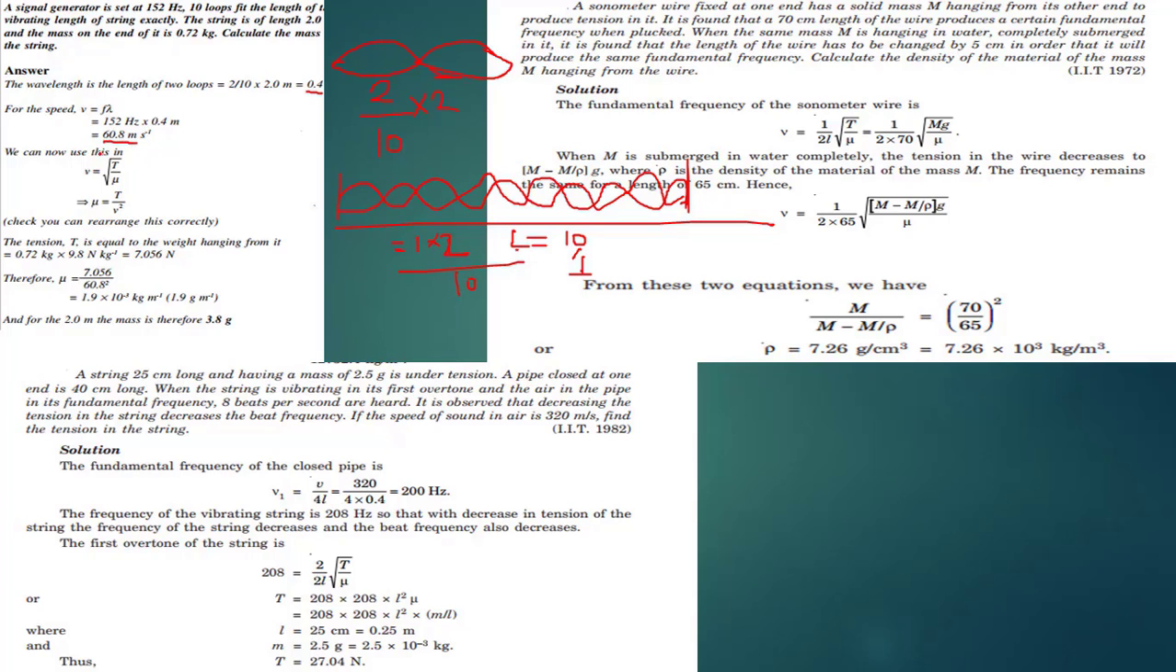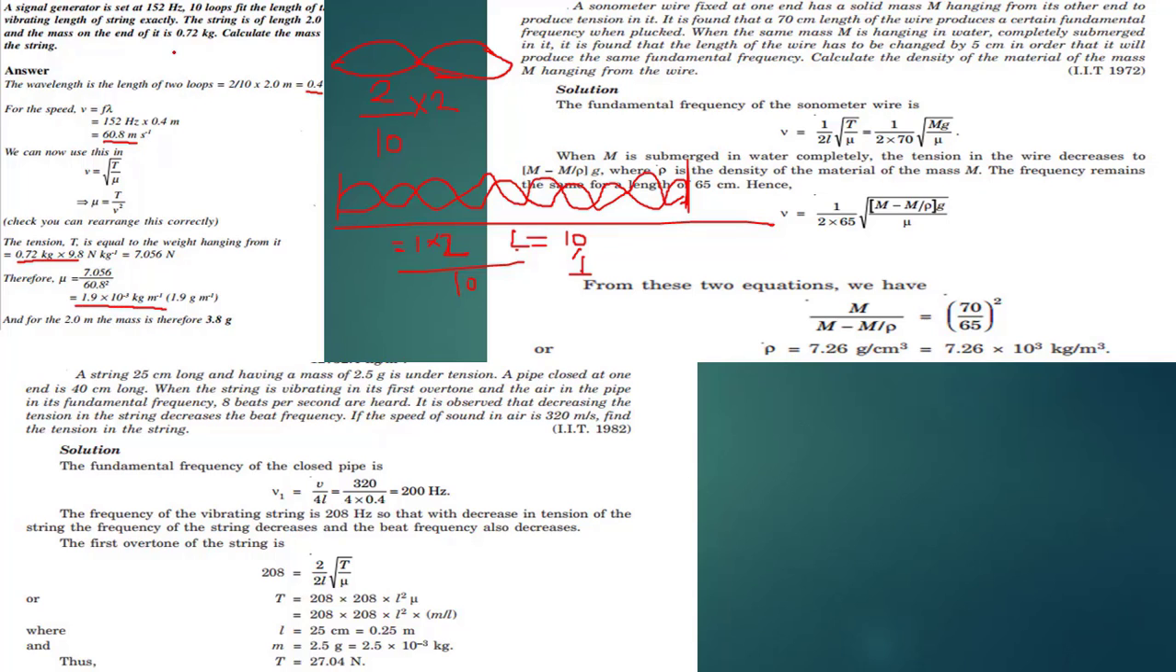But we know that velocity is equal to the square root of tension divided by mass per unit length. So using the tension we have, we can find the mass per unit length. Squaring and making mass per unit length the subject, you get T divided by v squared. Okay, so we solve for mass per unit length. Tension is obviously the weight. So we solve for mass per unit length, and we get 1.9 times 10 power negative 3 kilograms per meter.